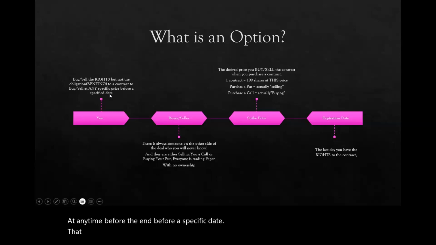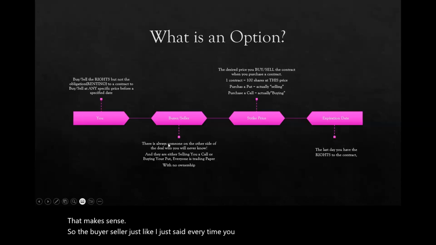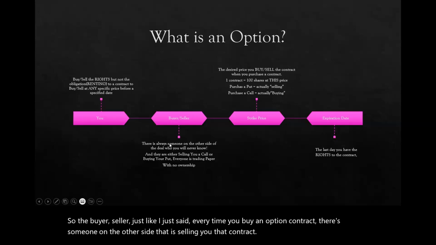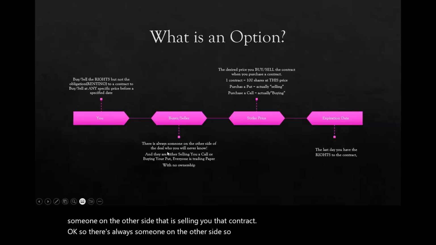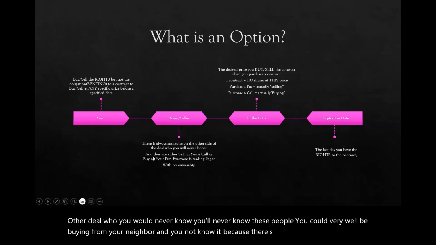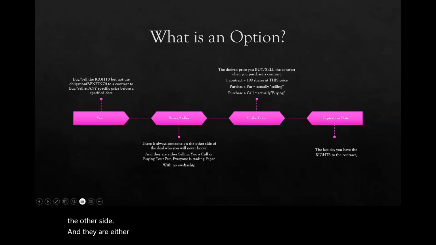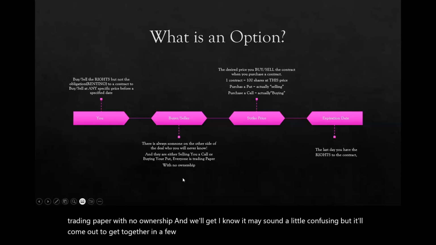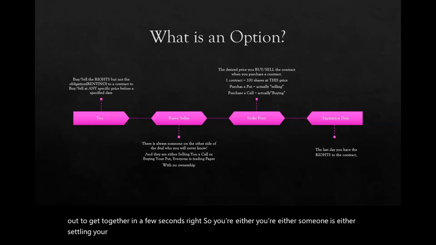That makes sense? So the buyer and seller, just like I just said, every time you buy an option contract, there's someone on the other side that is selling you that contract. Okay. So there's always someone on the other side of the deal who you will never know. You'll never know these people. You could very well be buying from your neighbor and not know it, because there's always someone on the other side. And they are either selling you a call or buying your put. And basically everybody's just trading paper with no ownership. I know it may sound a little confusing, but it'll all come together in a few seconds, right? So someone is either selling you a call or buying your put.